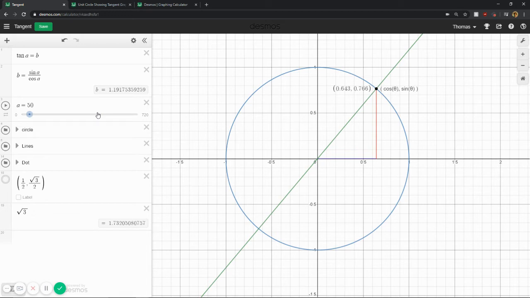Let's remind ourselves what tangent is. The tangent of an angle, in this case tangent of A, the angle we're using in this graph, is equal to the opposite side of the triangle divided by the adjacent side.